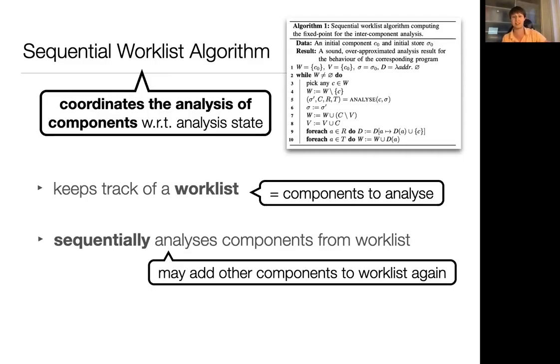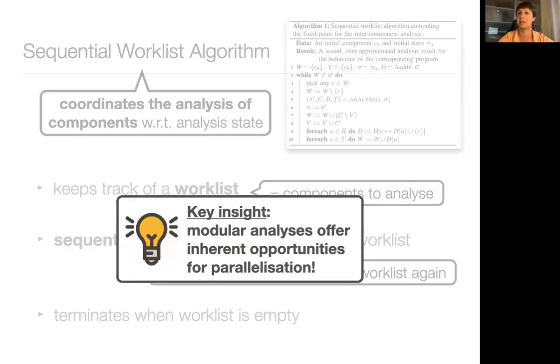As discussed previously, the analysis of one such component could trigger the analysis of other components, which are therefore added to the worklist again. This step is repeated sequentially until the worklist is empty and then the analysis has terminated. Now, the key insight for our approach here is that modular analyses actually offer an inherent opportunity for parallelization. That is, instead of analyzing these components sequentially, one could analyze multiple components at the same time in parallel.